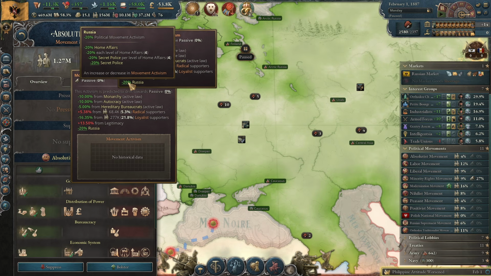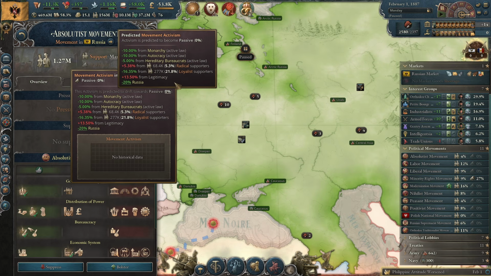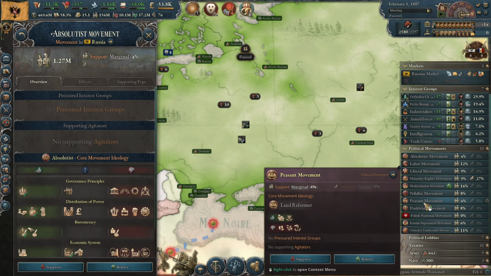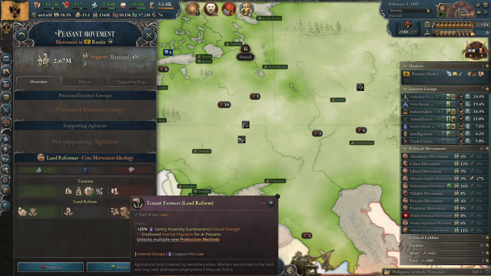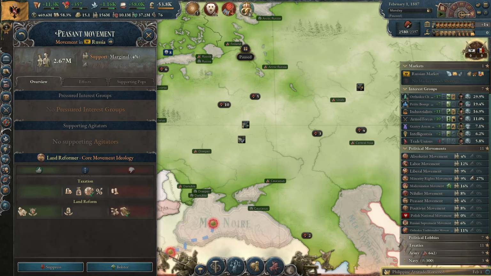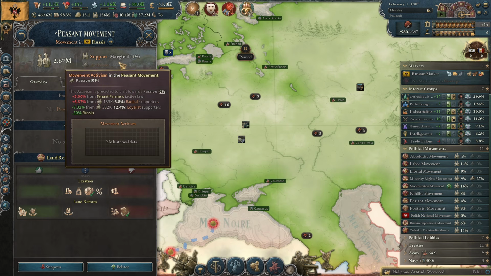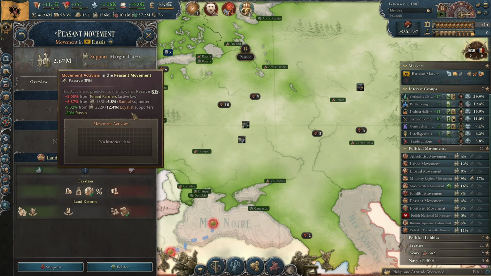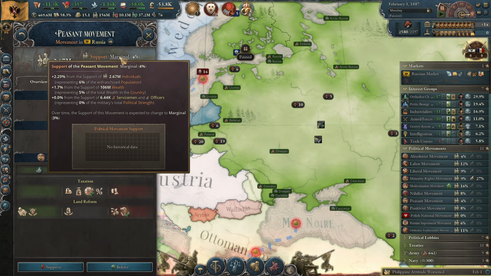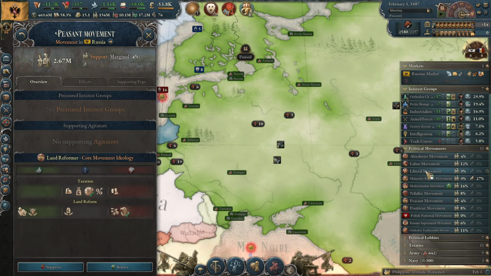So there can be reasons to allow activism to get at or above 25% if you want help in passing certain laws. So maybe making a lot of the peasants radical during a peasant movement, for example, might help you do some land reform to get off serfdom to tenant farmers, which they will support. So that is one thing you could do with very high taxes at the start as Russia in order to get that extra support.